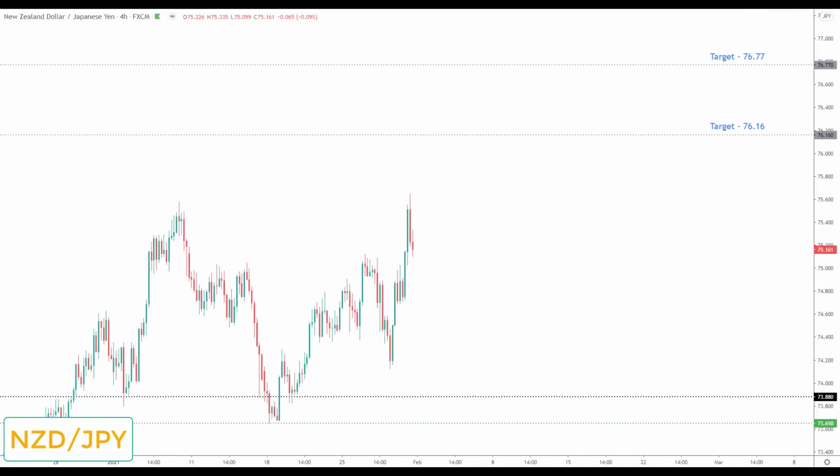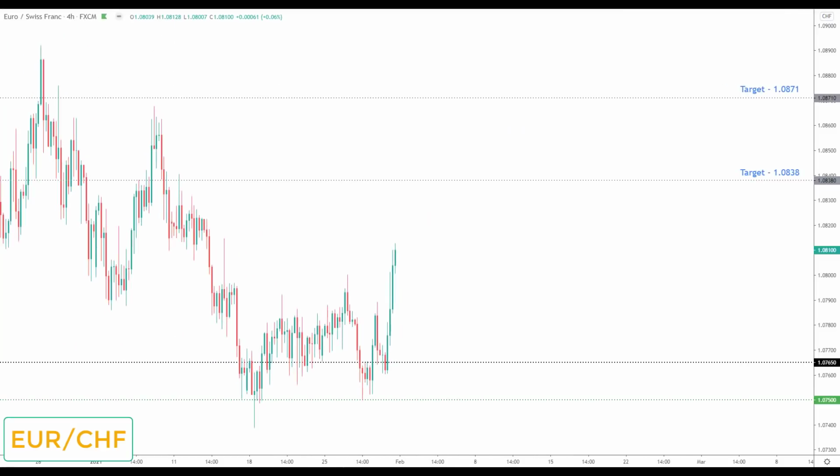Next is New Zealand yen. Now New Zealand yen is structured to the upside in line with the primary trend, making this one to watch for next week. Any correction back down towards the 73.88 is going to be viewed as an opportunity to look for bullish reversals. We're going to be looking up towards the next key of resistance to the upside and the target set at the 76.16.